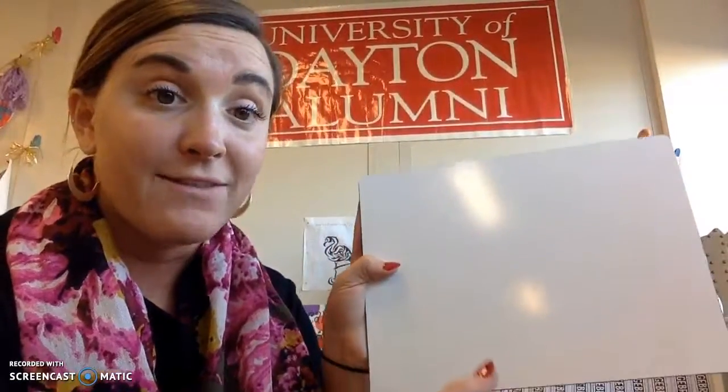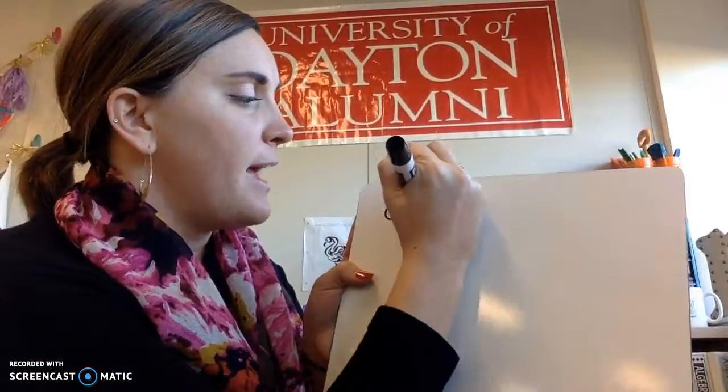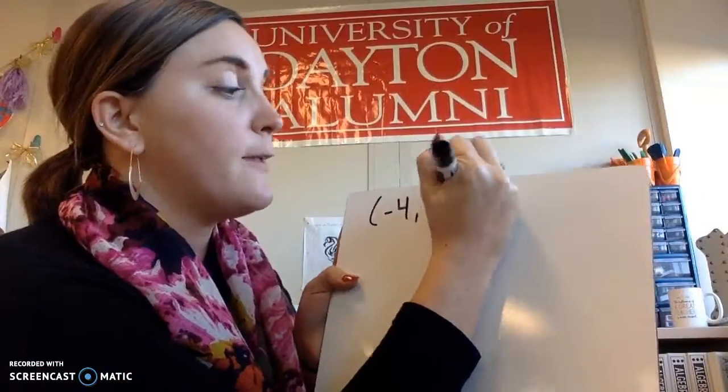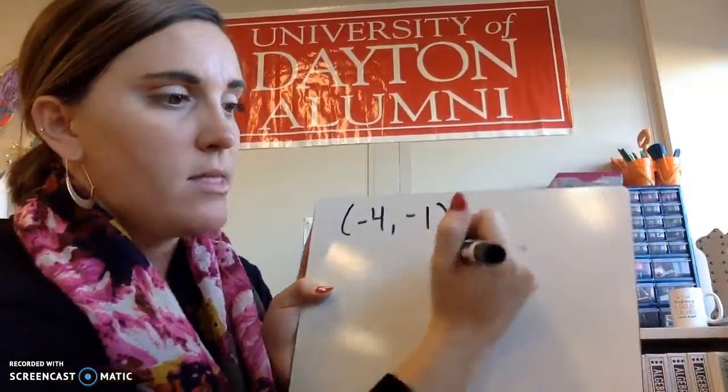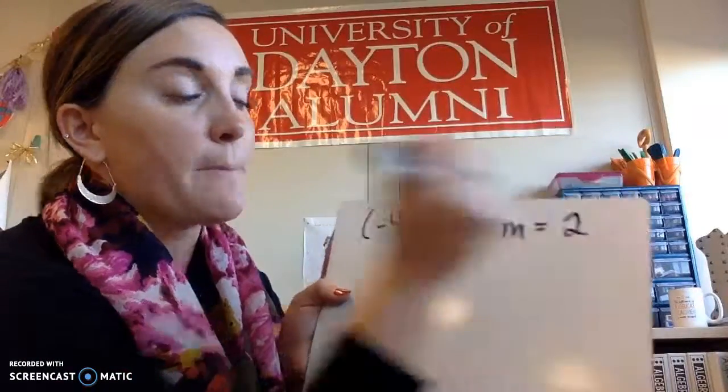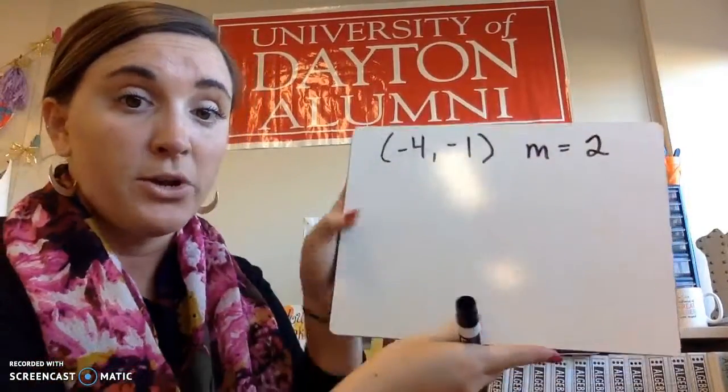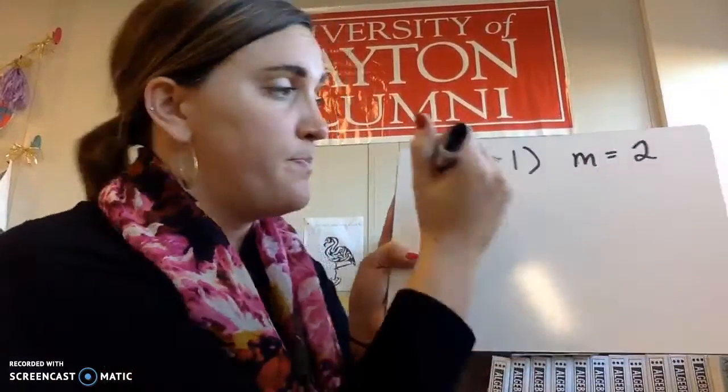So they gave us a point, and then they gave us slope-intercept form. So I know I'm going to have to use -1, -4, -1 for my point. And then the slope is 2, and they're parallel, so my slope will also be 2. So now I'm just using point slope form.